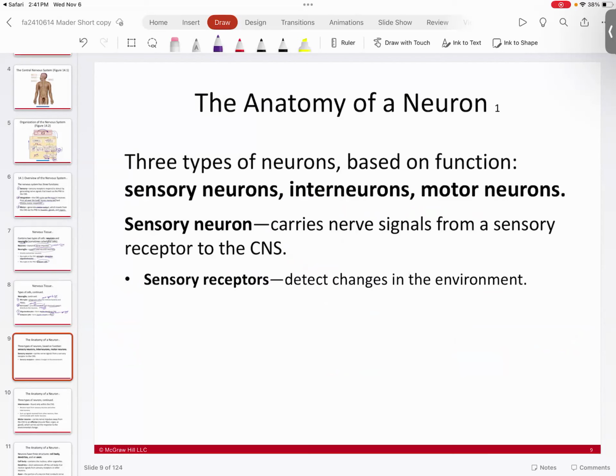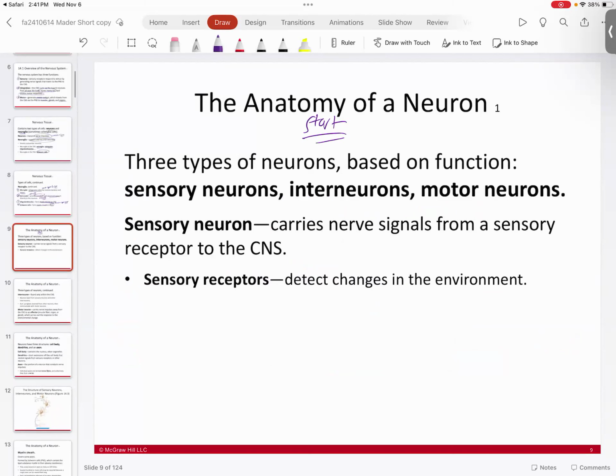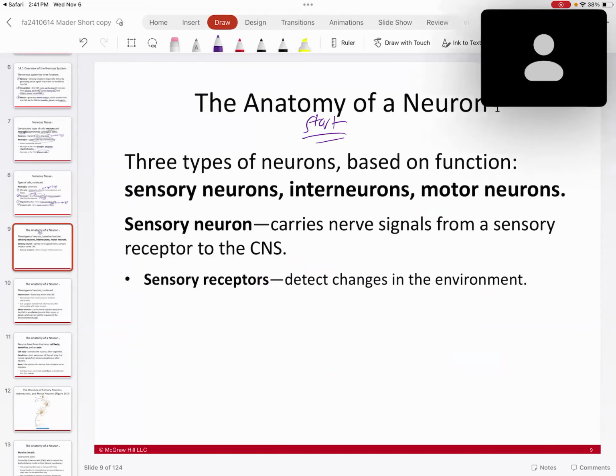So this is a really, really good place to start next time, is the anatomy of a neuron, because we're going to basically break down a lot of the anatomy, the structure of the neuron, the nervous system, and then we're going to start integration and regulation. Okay, so that is the day.